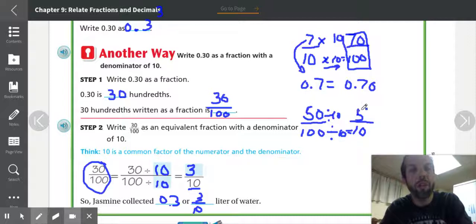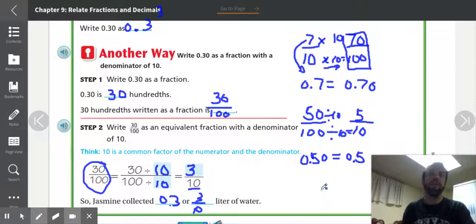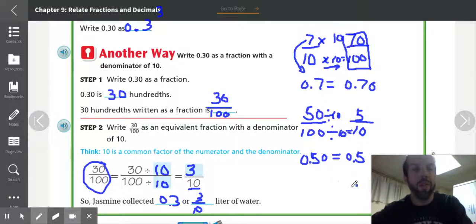All right, so there's my equivalent fractions. 50 100ths is equivalent to 5/10. Now let's change it to decimals. Okay, here's my 50 hundredths as a decimal, and that would be equivalent. I'm going to write the same number, but now I'm not going to have that 0 on the end. So 50 hundredths is the same as, or is equivalent to, 5/10.